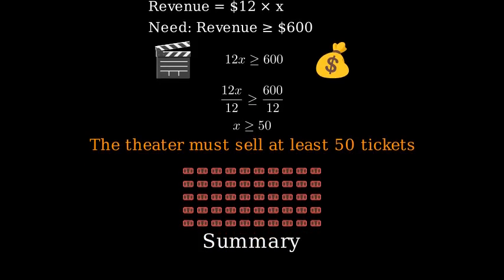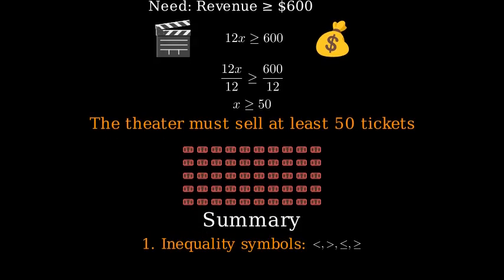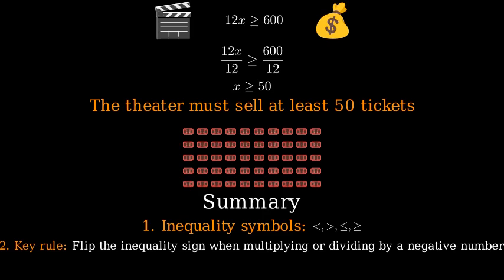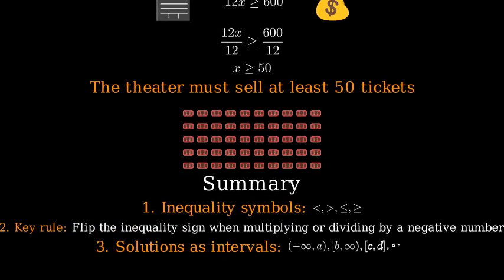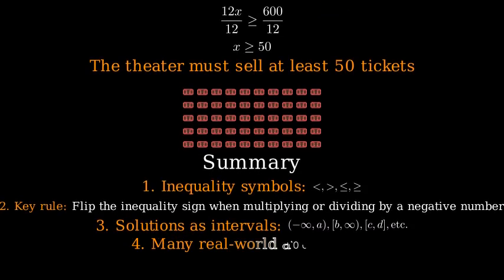To summarize what we've learned about linear inequalities in one variable: 1. Linear inequalities use symbols like less than, greater than, less than or equal to, and greater than or equal to. 2. To solve linear inequalities, we follow similar steps as solving linear equations, with one important difference. When multiplying or dividing by a negative number, we must flip the inequality sign. 3. Solutions to inequalities are often expressed as intervals on the number line. 4. Linear inequalities have many real-world applications, such as minimum requirements, maximum constraints, and ranges of acceptable values.